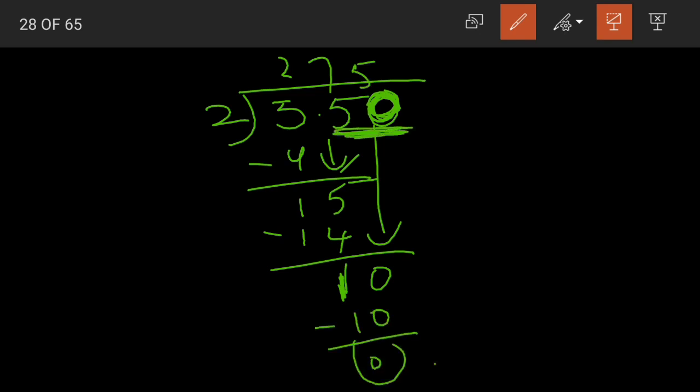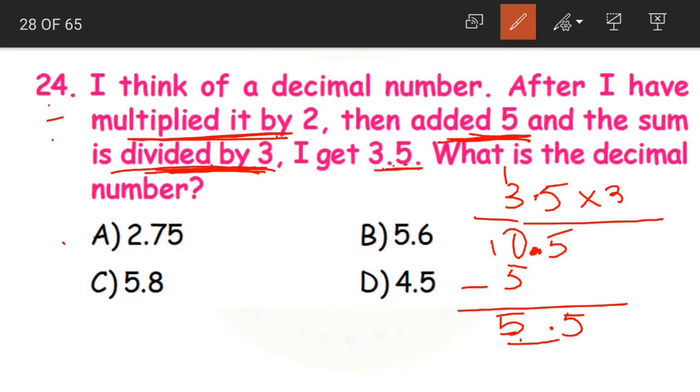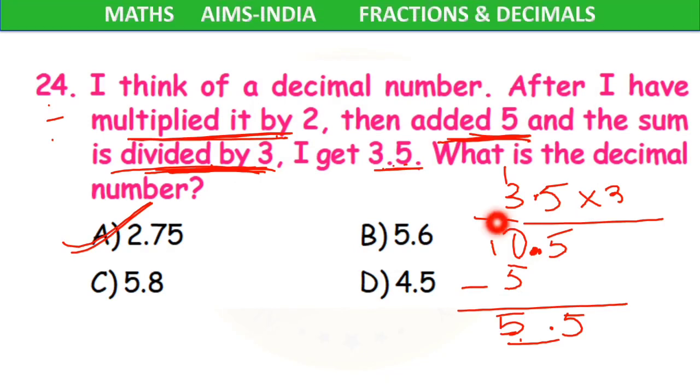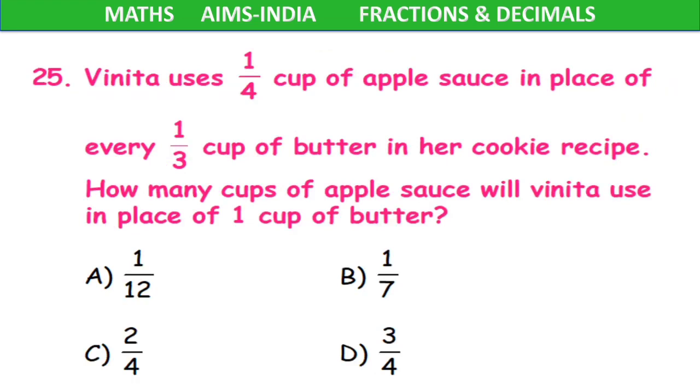In the dividend, we have a decimal point after 2 digits from the right. So even in the quotient, I'll place the decimal point after 2 digits from the right. So our answer is 2.75. Again we got option A, 2.75 as our correct answer. Understood? You can either go for the trial and error method, or you can solve the question like this in the opposite direction.